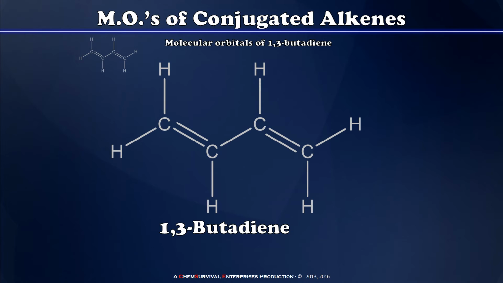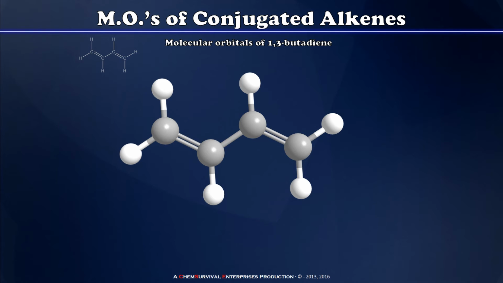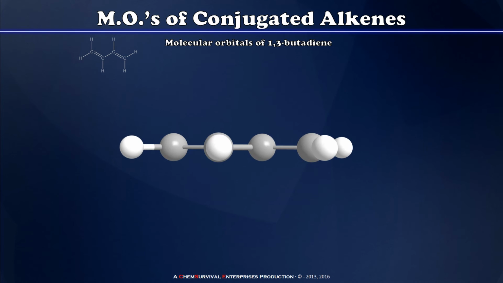1,3-butadiene. This is the simplest conjugated organic molecule. Notice that there are pi bonds in alternating carbon-carbon pairs. So I'll draw this as my 3D representation and tip it on its side so we can see the pi system. For further clarity, I'll be removing the hydrogens. So now we're looking at the carbon chain of 1,3-butadiene on its side.